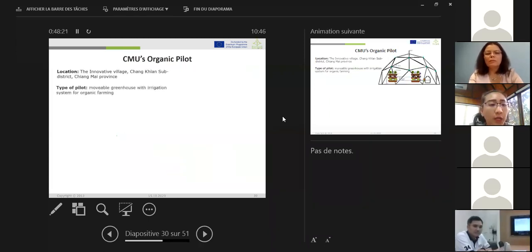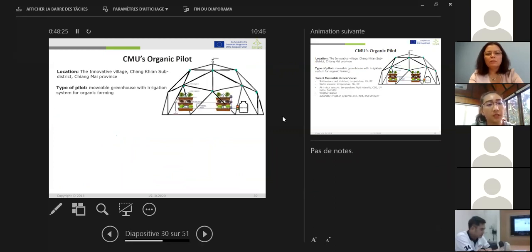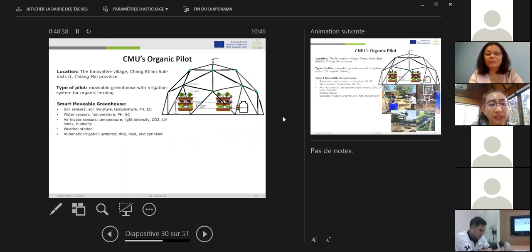In Thailand, we apply the SpACe project in 3 pilot cases. The first pilot is the CMU organic pilot that is located in Chiang Mai province, Thailand. The pilot is a movable organic greenhouse with an irrigation system and monitoring system.